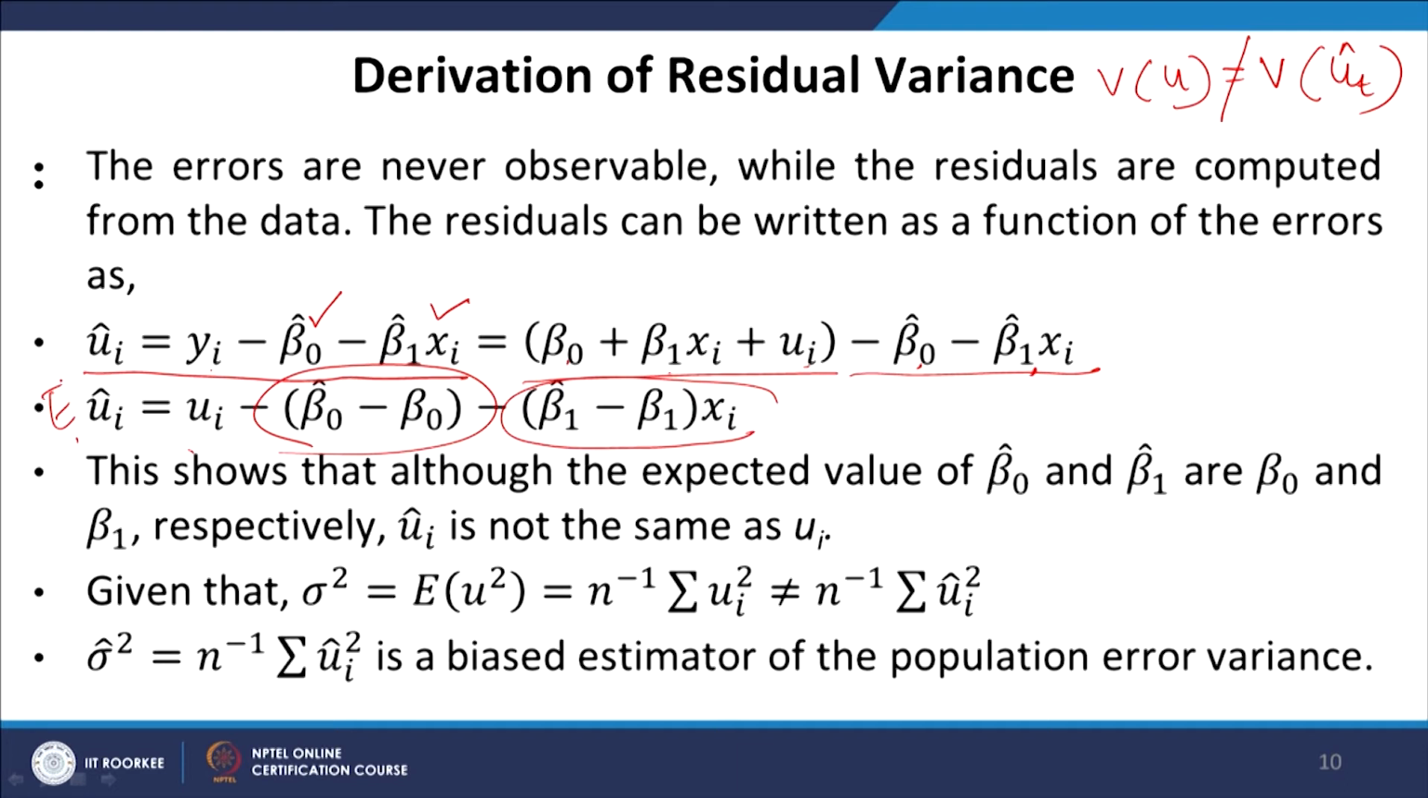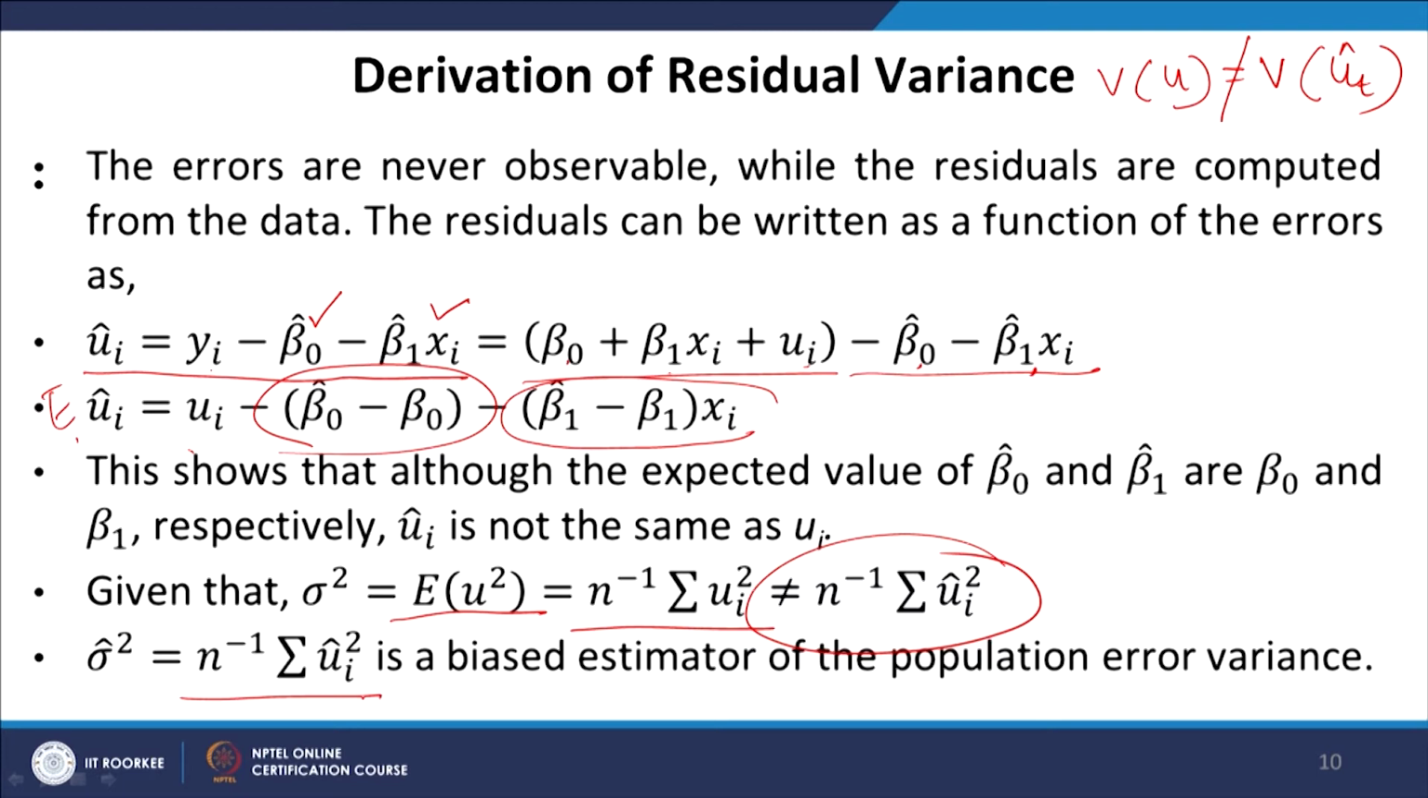So, given that sigma square is the population variance, that is, this is equal to the expected value of u square. Alternatively, it can be written as summation ui square divided by n, or n raised to the power minus 1 summation ui square, but this is not equal to summation ui hat square divided by n, since ui hat and ui are not the same thing. So, sigma square equals n raised to the power minus 1 summation ui hat square is a biased estimator of the population error variance, right.